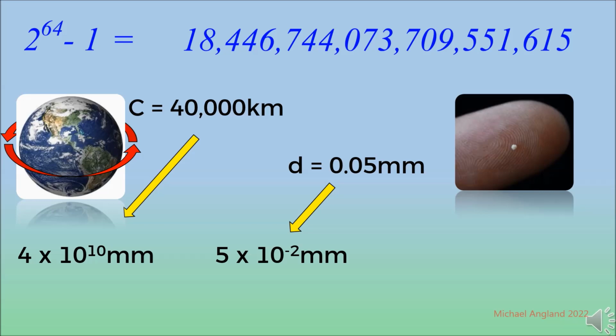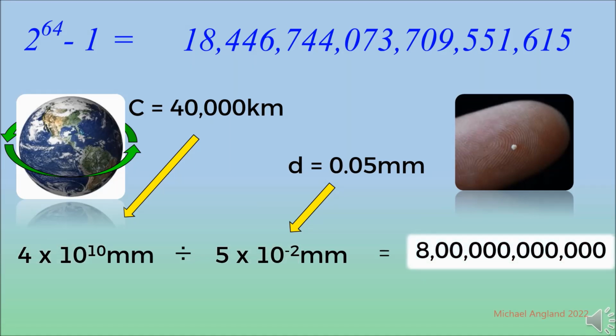Now, to see how many grains of sand it would take to go around the circumference of the Earth, around the equator, all we need to do is divide that small number into that huge number. That means 4 times 10 to the 10 divided by 5 times 10 to the minus 2. When we do that, the answer is 800 billion. That number down the bottom.